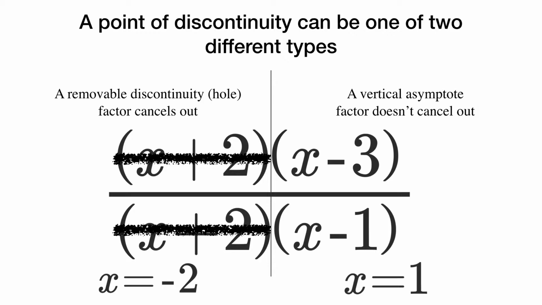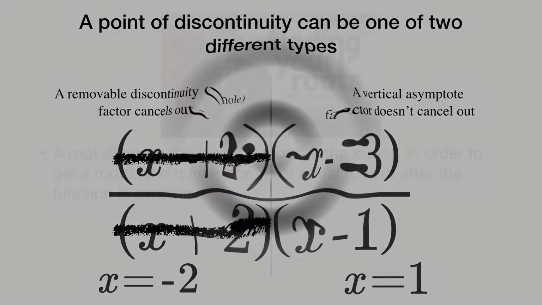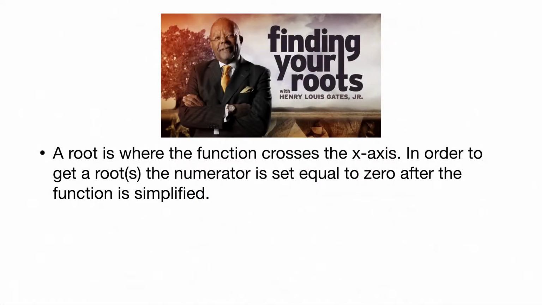But you may be asking, what about x minus 3? Well, that's not a discontinuity. That's a root. And a root is where the function crosses the x-axis. In order to get a root, the numerator is set to 0 after the function is simplified.